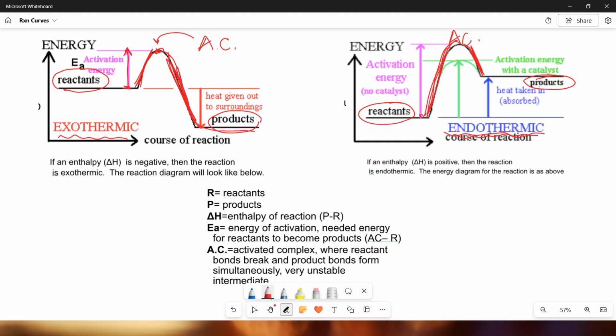Again, the distance from the reactants to the top of that hill is called our energy of activation, often abbreviated E of A. And it is the energy that's required to get the reaction started. Okay, so this is the intro into thermodynamics. Next, we will be talking about specific problems with labeling energy curves.